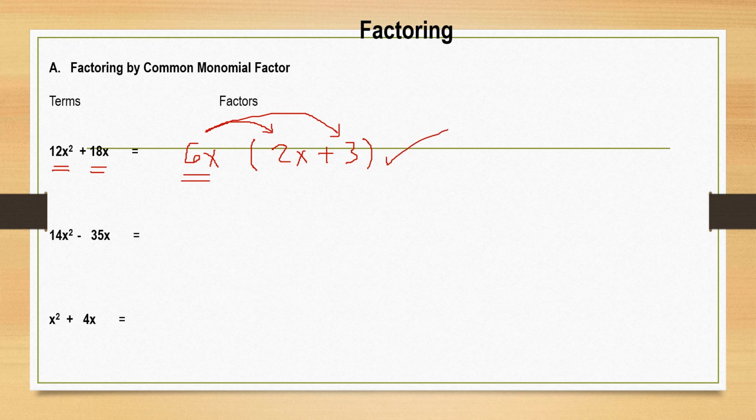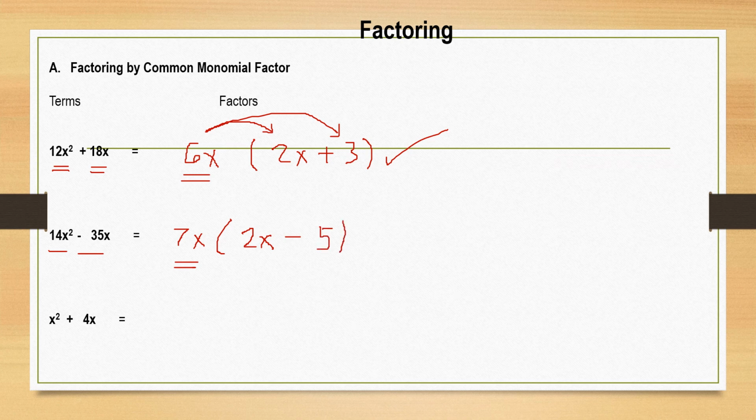Next, we have 14x squared minus 35x. What is the GCF of the two terms? So their GCF is 7x. 14x squared divided by 7x is equal to 2x. Negative 35x divided by 7x is negative 5.